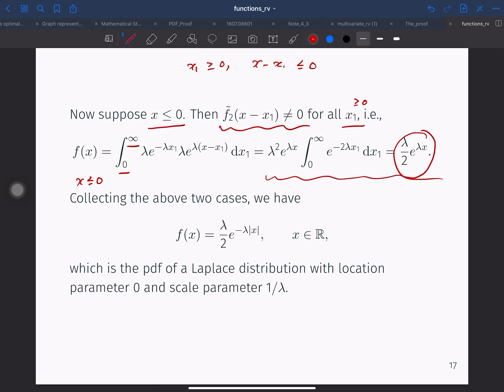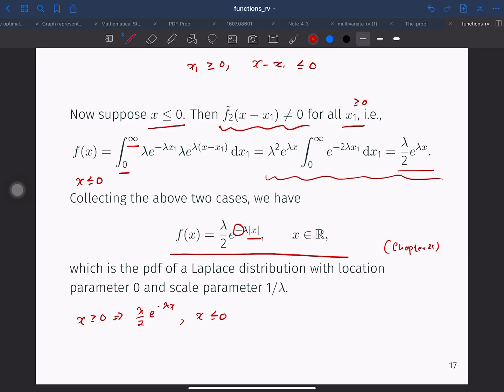So in summary, for x bigger than 0, it is lambda over 2 e to the minus lambda x. If x is less than 0, it is this term. No matter what the value of x, I could just replace x by its absolute value and put a negative in front. Collecting the two cases, this is the PDF. If you check this with a problem in chapter 4 of your textbook, this is known as the Laplace distribution. The mean is 0 and the scale is 1 over lambda.